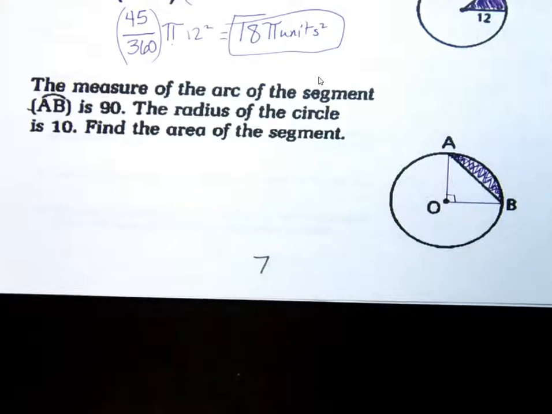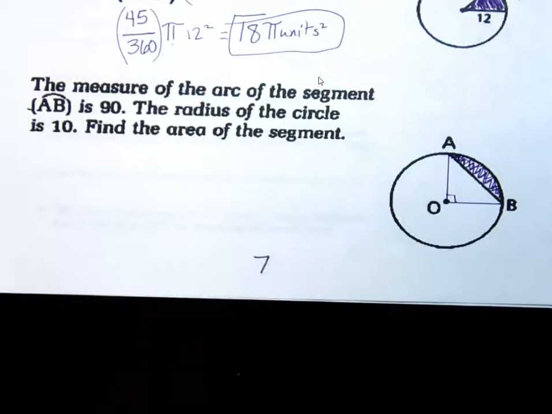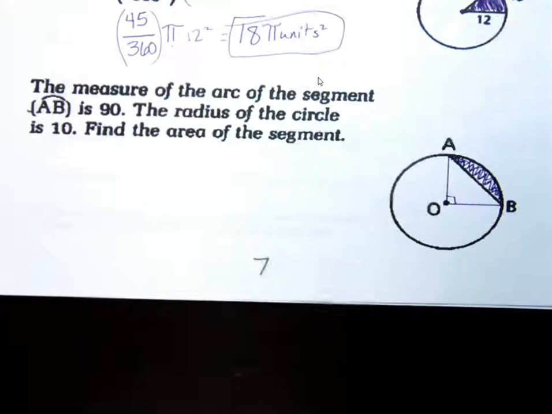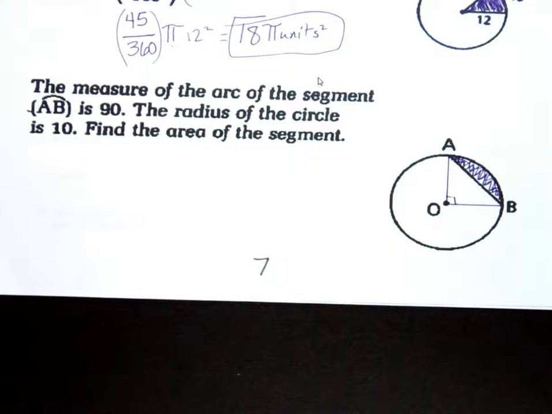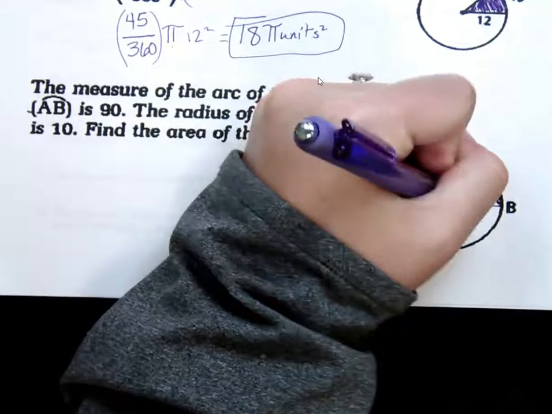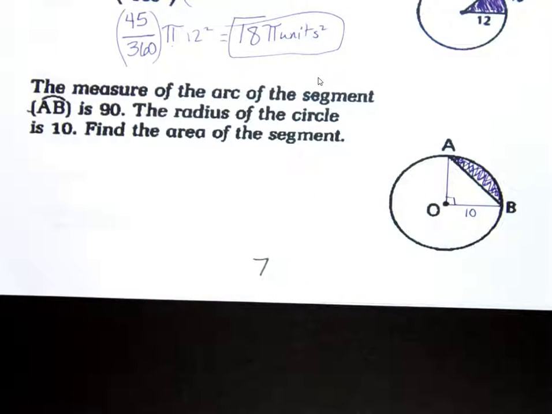The measure of the arc of the segment is 90 degrees. So you notice, by the center of the circle, I put a little box, a little 90 degrees box. I did not make that up in my head. It tells us that it is 90. So it has to be given in the problem. You can't just look at it and be like, oh, looks like 90. You can't do that. And the radius is 10. We drew those radii in. So that is 10. And it wants to find the area of the segment.